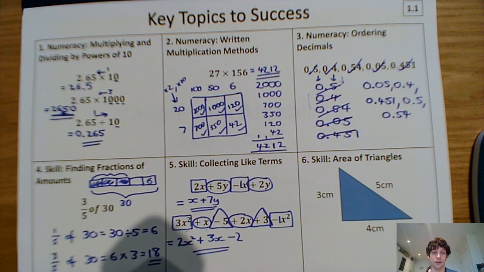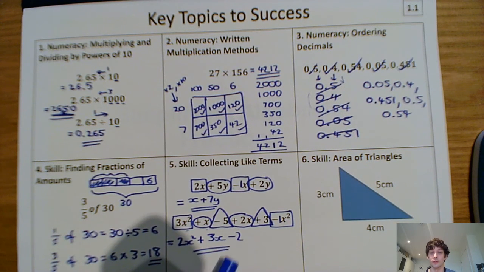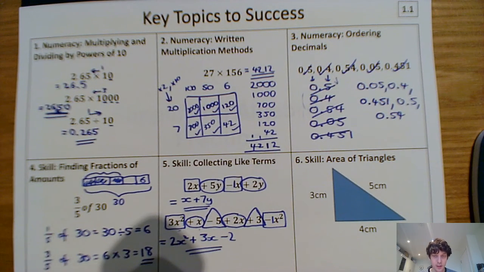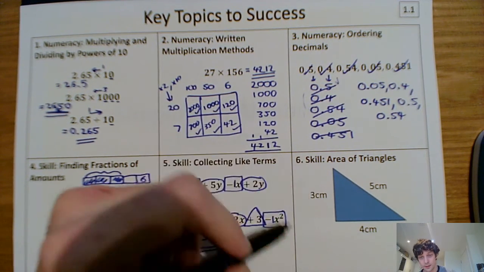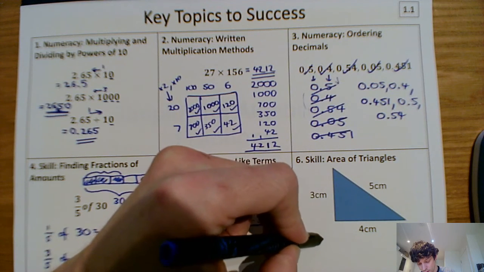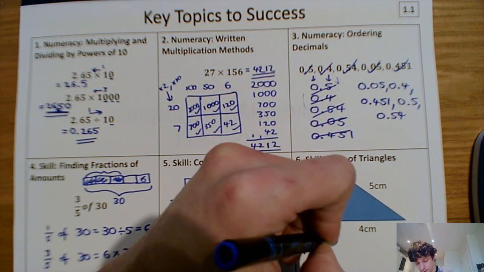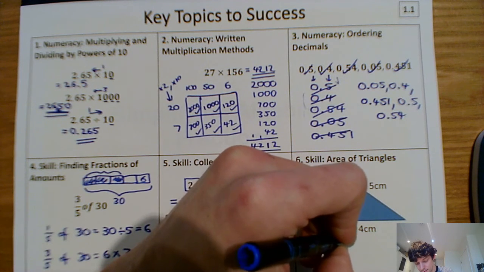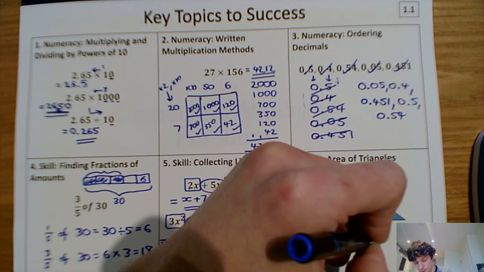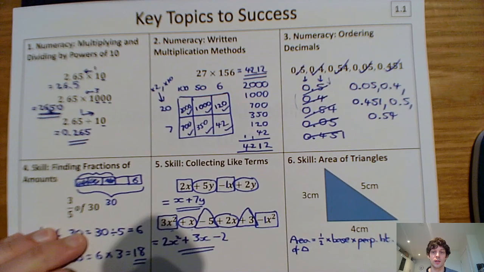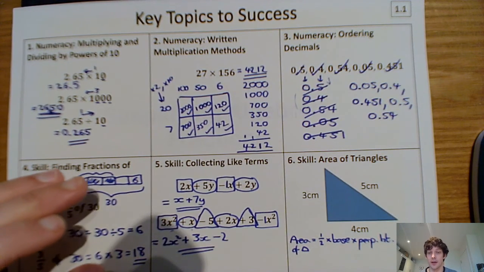And I've collected my like terms there. I can't collect them any further because each term, each thing that I'm adding or subtracting, is a lot of a different thing. Okay, the final skill, finding areas of triangles. Hopefully we can remember our formula that the area of a triangle is half multiplied by the base multiplied by the perpendicular height. So half the base times the perpendicular height.